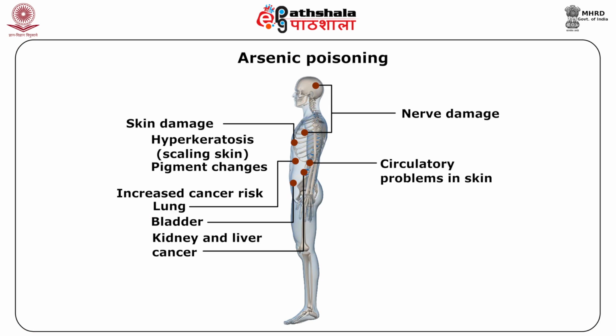This can be seen in the figure. Arsenic poisoning can lead to many problems like skin damage, scaling skin, pigment changes, and increased cancer risk, for example lung cancer, bladder cancer, kidney and liver cancer, nerve damage, circulatory problems in skin and so on.